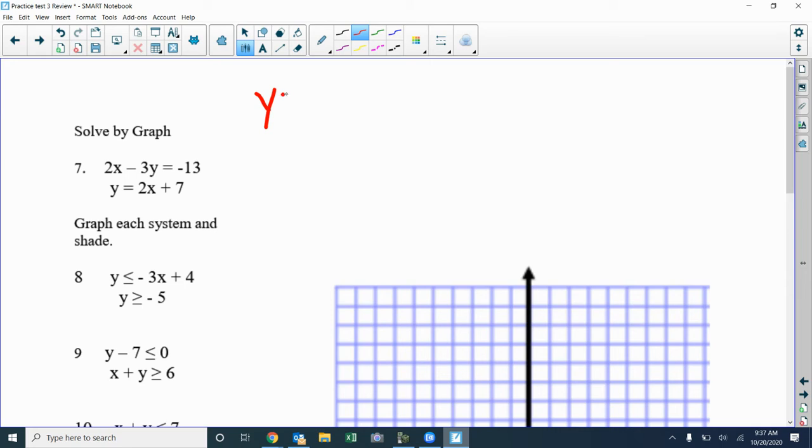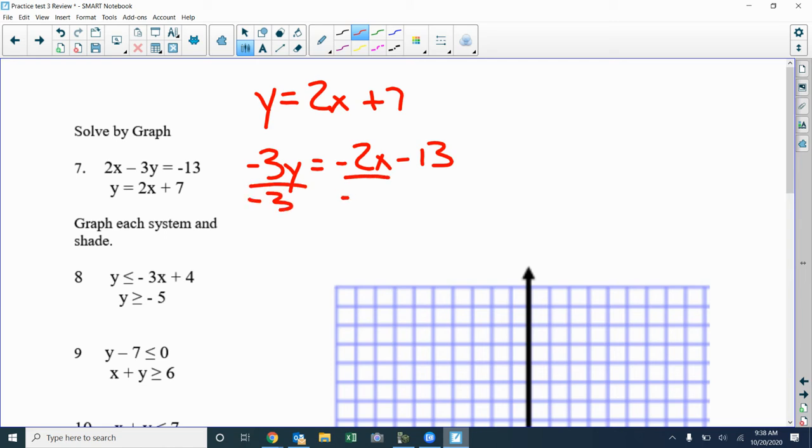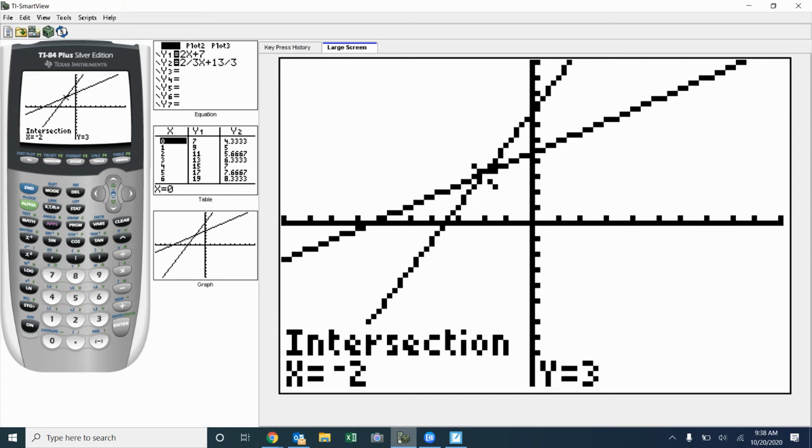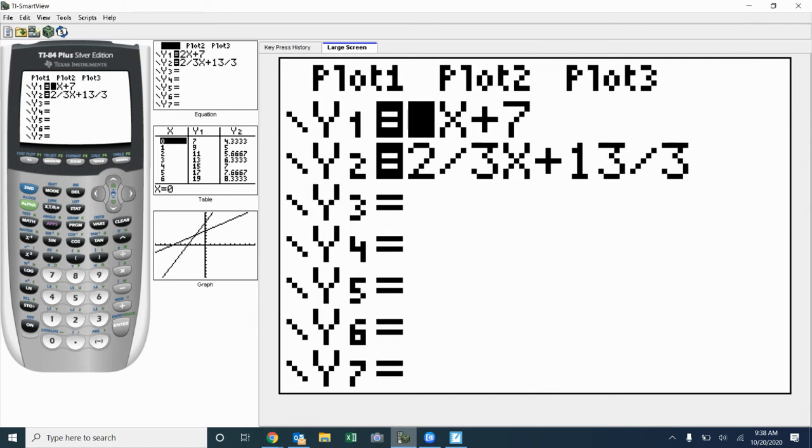All right, solve this. The first one's already solved for you. Plug that in. This guy, we'll solve for him. We'll take the 2x over, so we're going to have negative 3y equals minus 2x. We subtract over minus 13, divide by negative 3, both of these. And your other equation that you're going to put in your calculator would be 2x over 3 plus 13 over 3. So again, you're going to pull your calculator up, go to your y equals.